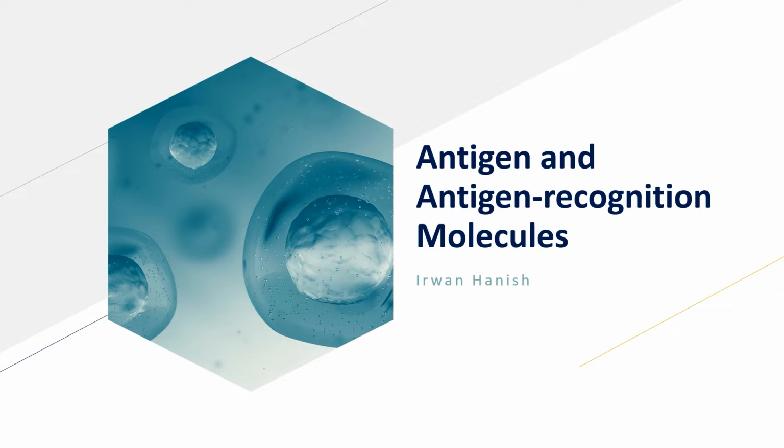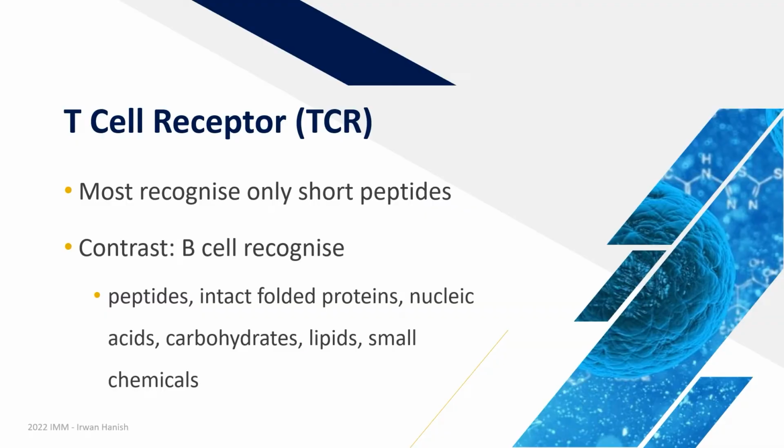This is part 2 of our discussion on antigen and antigen recognition molecules. We talked about B cell receptor or antibodies last time, so today we'll learn about T cell receptor or TCR. The first point is TCRs most often detect only short peptides.